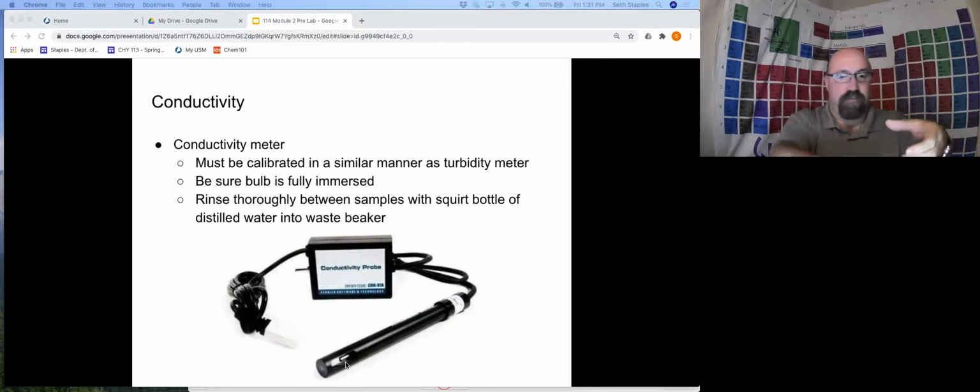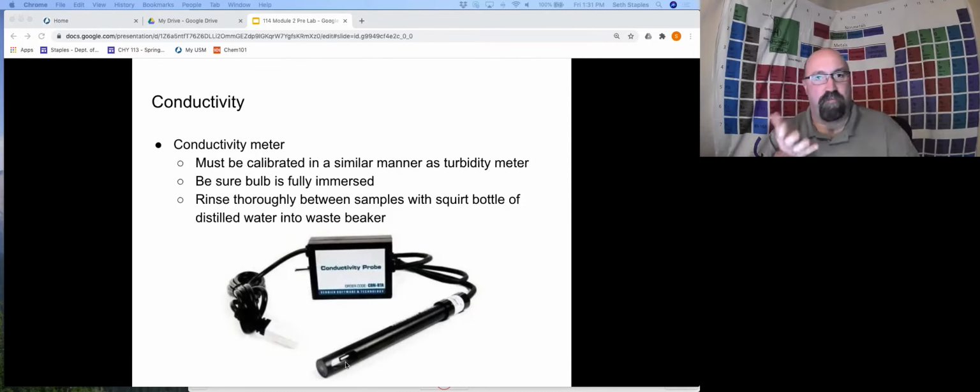You just squirt bottle, just rinse the whole thing off as it sits in that beaker. And then take a Kim wipe and just sort of blot the probe dry. You don't want to wipe it, that'll risk scratching the probe and scratching that bulb inside. But just blot the underside and blot around that probe a little bit to dry after you rinse it off.